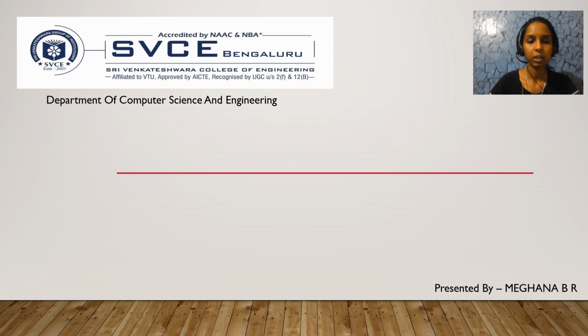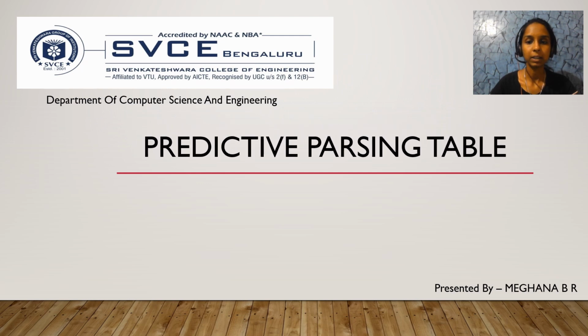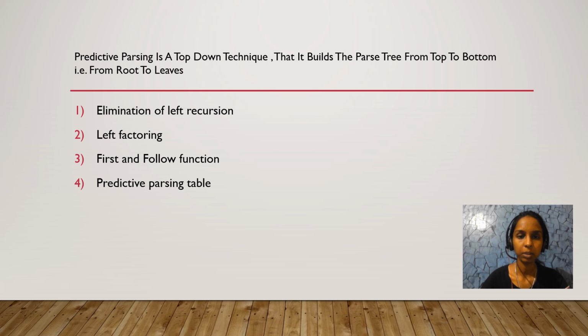So today my topic is about the predictive parsing table. A predictive parsing table is a top-down technique that builds the parse tree from top to bottom, that is, from the root node to the leaf nodes. To do this, there are four steps: first is elimination of left recursion, then left factoring, then the first and follow functions, and finally constructing the predictive parsing table. So let us see in detail.